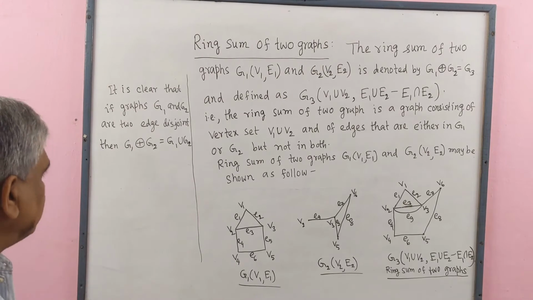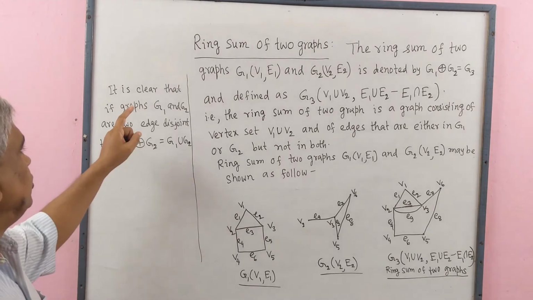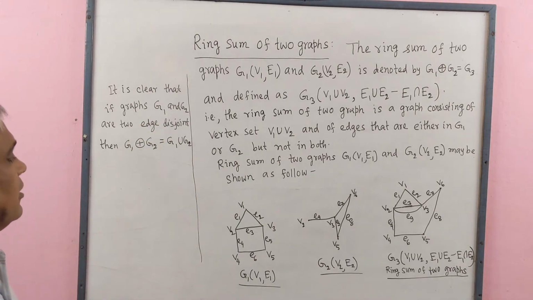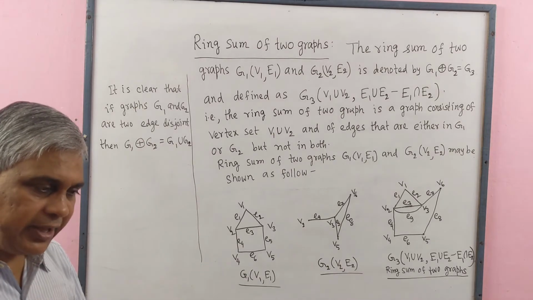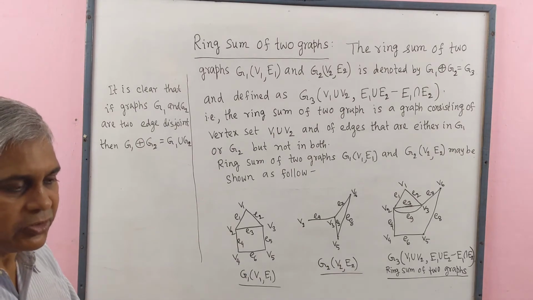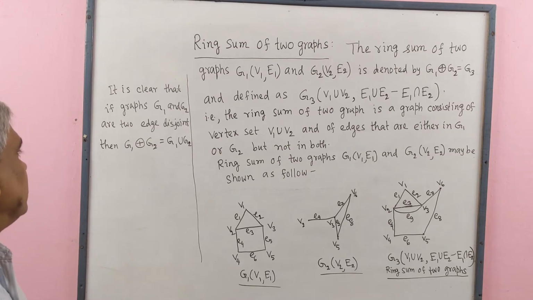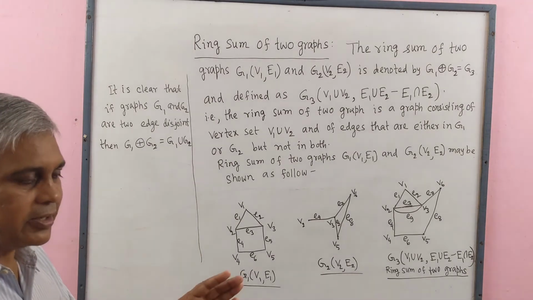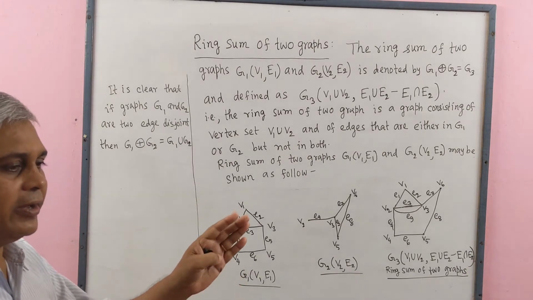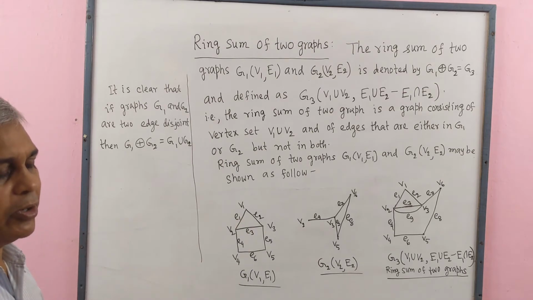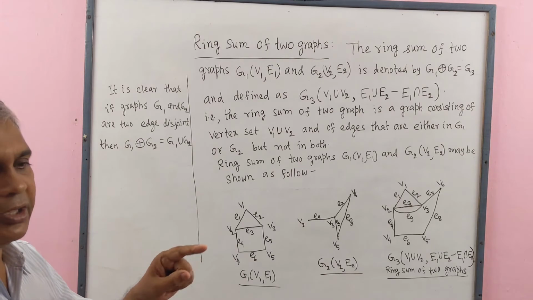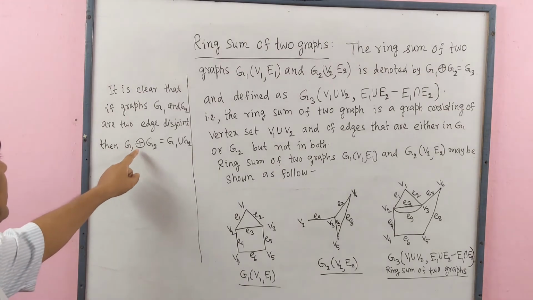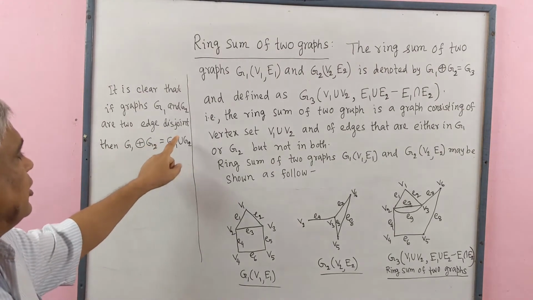It is clear that if G1 and G2 are edge disjoint, then no edge is common. So in that case, we do not subtract E1 intersect E2 from E1 union E2. That is, in that case, G1 ring sum G2 equals G1 union G2.